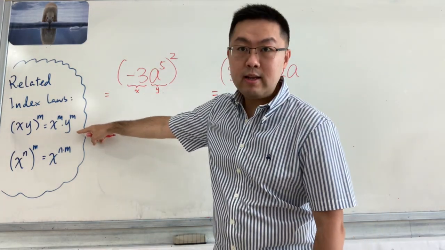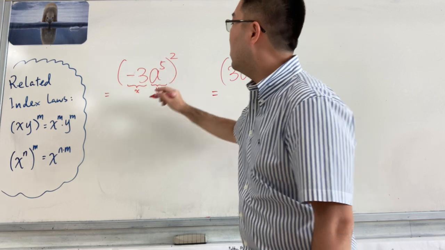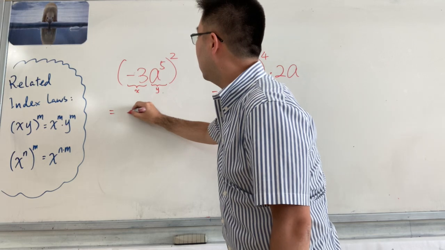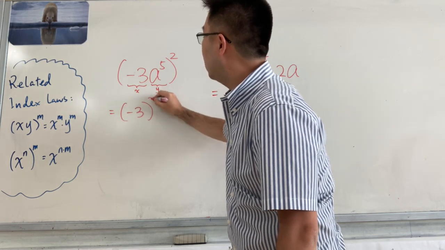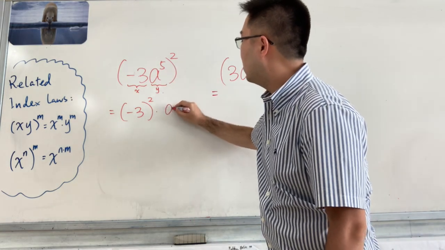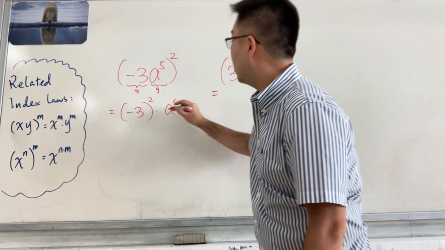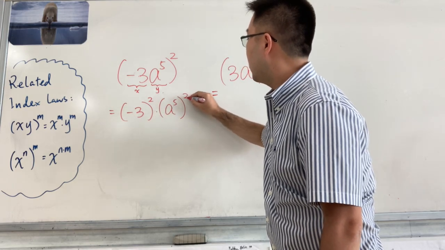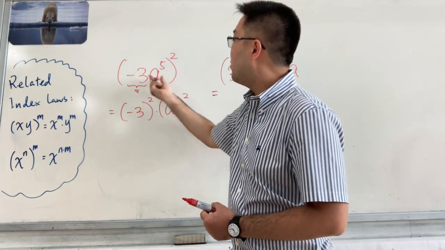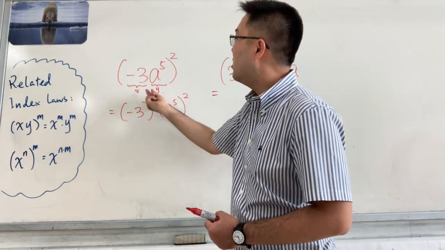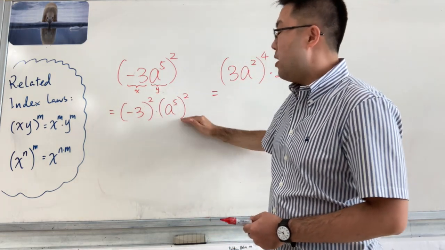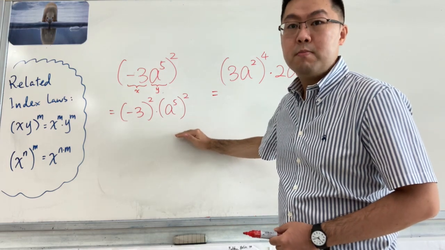Therefore, applying this index law, the whole thing can be written as the x squared, which is -3, the whole thing squared, multiplied by a to the power 5, which is the y in this case, the whole thing squared. It's very, very important for you to be able to look at -3a to the power 5 as the product of x and y. Well, if we're able to get this point, then the following should be more straightforward.